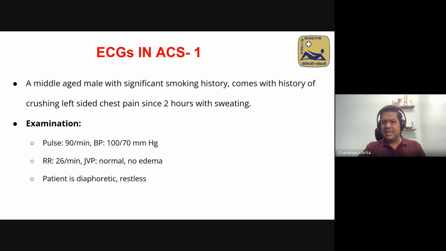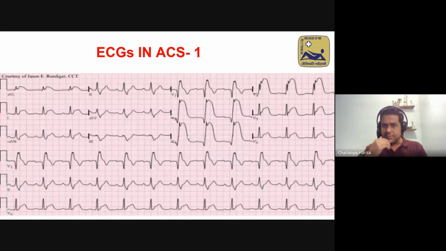He had a pulse rate of 90. The BP was slightly on the lower side, 170. I say lower side because if he's got such severe pain, I would expect sympathetic overdrive and slightly higher blood pressure. Slightly tachypneic at 27, probably pain related. He's very restless and he's profusely sweating. All the classical features of an acute coronary syndrome.